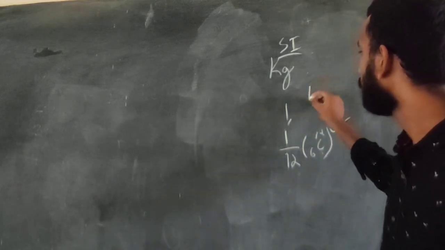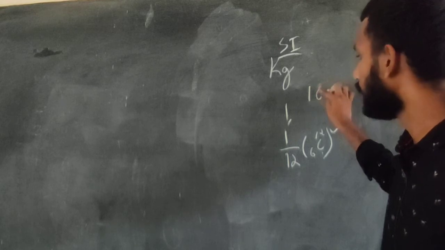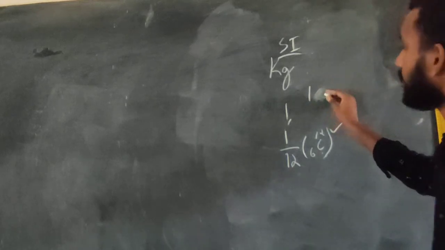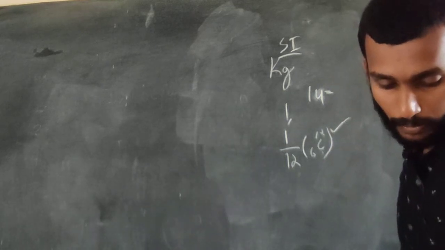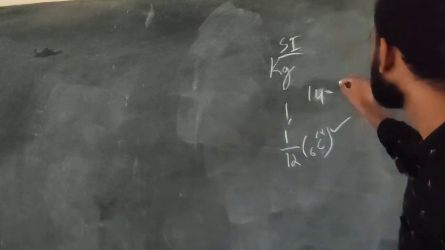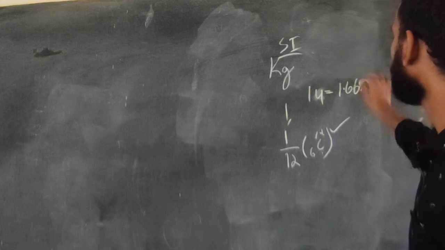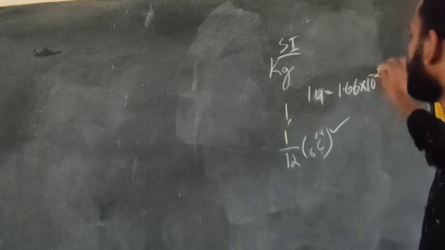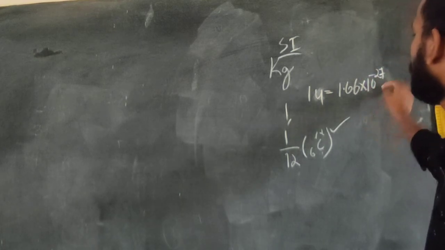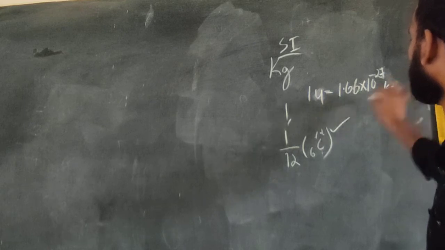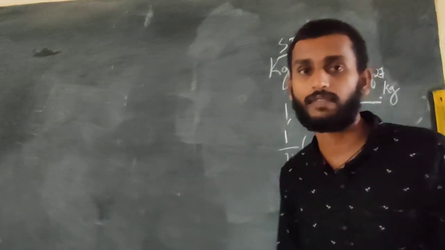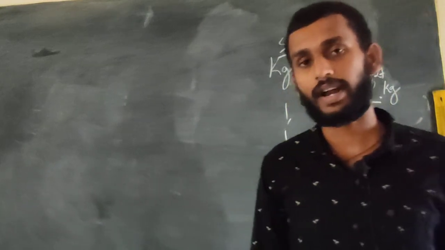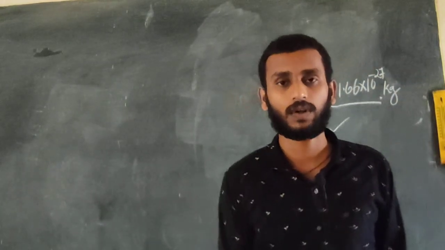In kilograms, as per your textbook, 1 U will be equal to 1.66 into 10 to the power minus 27 kilogram. Okay, that is the conversion of a unified atomic mass unit into kilogram.